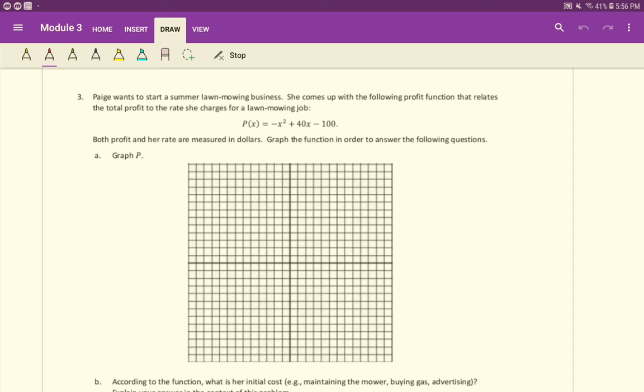So anyway, let's graph our profit function here. Paige wants to start a summer lawn mowing business. She comes up with the following profit function that relates the total profit to the rate she charges for a lawn mowing job. So there's our profit. Profit is how much money she makes, and x is what she's charging per job. Both profit and her rate are measured in dollars. Graph the function in order to answer the following questions.